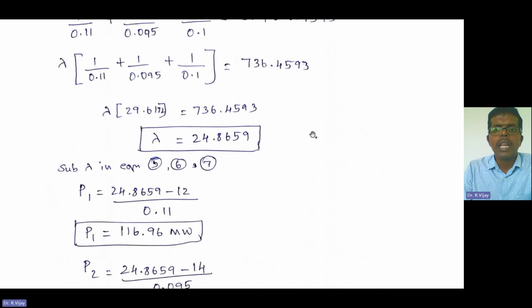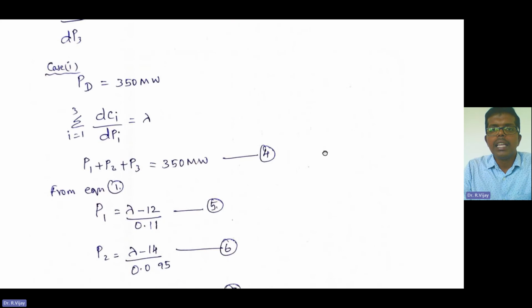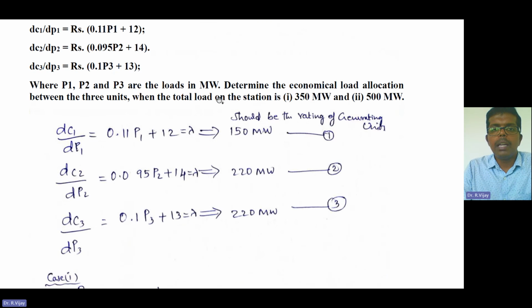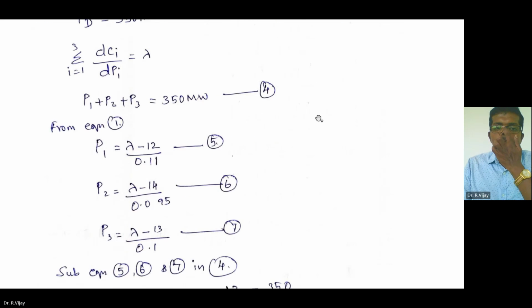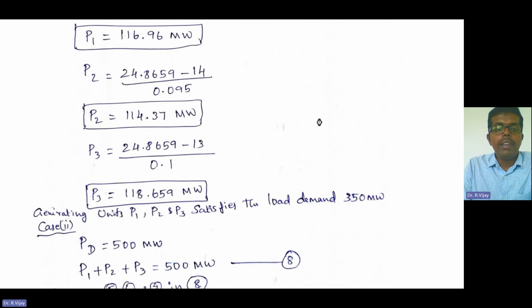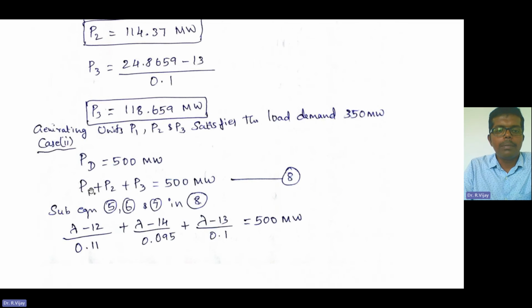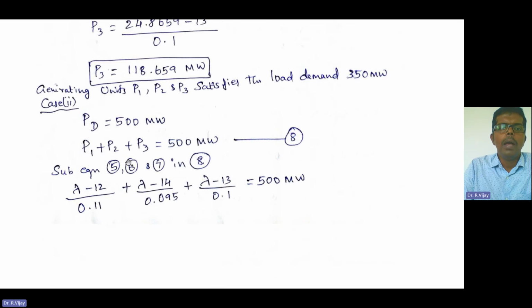So it is satisfying the load demand of 350 megawatt. Case number 2. Case number 2 given in the problem is where we take the load on the station as 500 megawatt. So here we are taking PD as 500 megawatt. So P1 plus P2 plus P3 is equal to 500 megawatt. Same equations 5, 6 and 7, we need to substitute in equation number 8. So this we are taking as equation number 8.